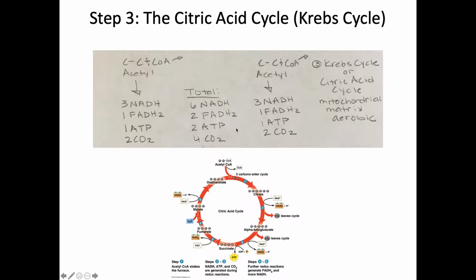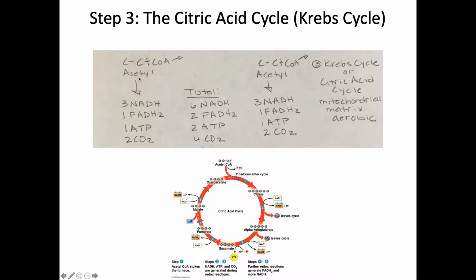So total, if you add up both of those turns, you get a total of 6 NADH, 2 FADH2, 2 ATP, and 4 carbon dioxides. So the step that produces the most carbon dioxide that you exhale out is the Krebs cycle. And then you can say, for example, for 1 molecule of glucose, we've produced 6 NADH, 2 FADH2, 2 ATP, 4 carbon dioxide in this step of the Krebs cycle.